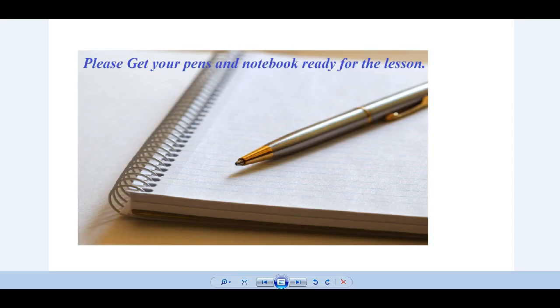Alright, so year 10, this is our second lesson on polynomials. In this lesson we are going to do long division of polynomials. Last time we did addition, subtraction, and multiplication of polynomials. Alright, so let's see how we could do division on polynomials.